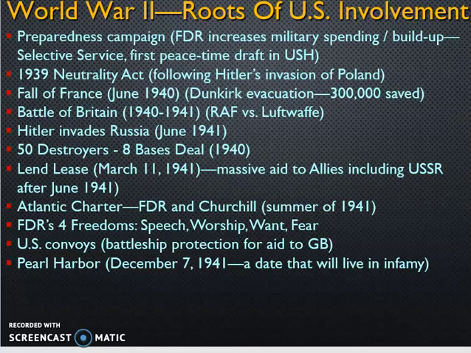Before that invasion of Russia, we also will offer Lend-Lease to our allies. So massive aid begins to pour into the allies, and Russia will be a recipient of that aid as well after '41. Churchill and FDR meet off Newfoundland in '41. Rather than having 14 points, FDR has 4 freedoms. The first 2: freedom of speech, freedom of worship, and then freedom from want, freedom from fear. We also send convoys over to help the British, and then we get into the war with the December 7th attack on Pearl Harbor by the Japanese.